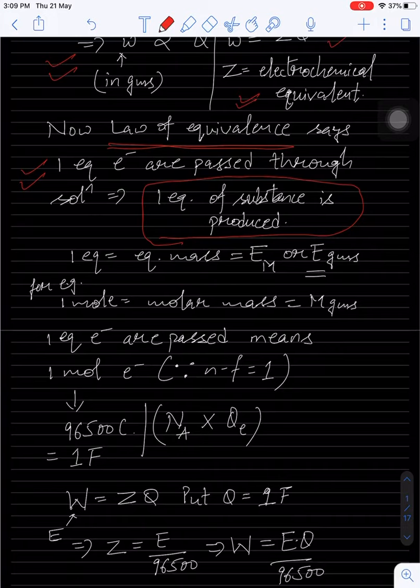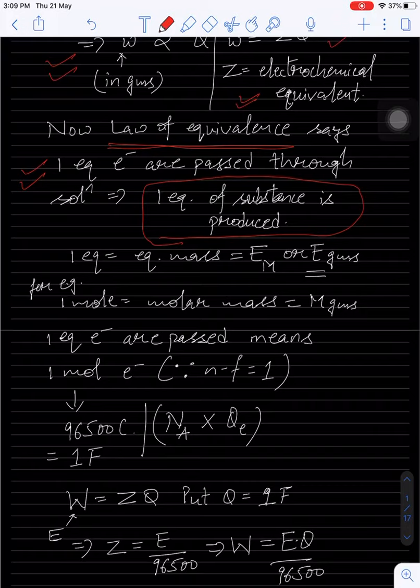Again, one equivalent of charge, or you can say one equivalent of electrons, will produce one equivalent of substance. Where is it produced? In electrochemistry, in electrolysis, it is produced on the electrode. So cutting short, one equivalent of electron will liberate or discharge one equivalent of substance. Final: one equivalent of electron will liberate one equivalent of the substance at the corresponding electrode.